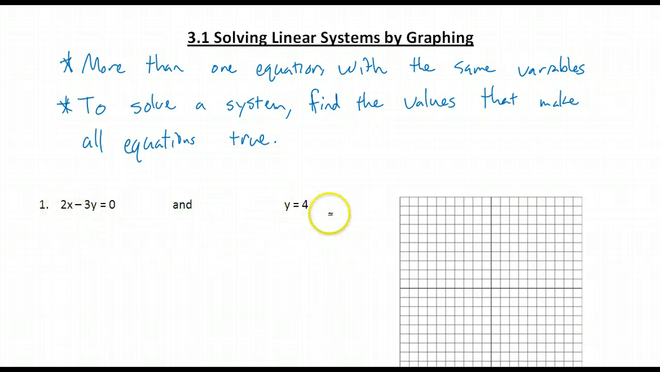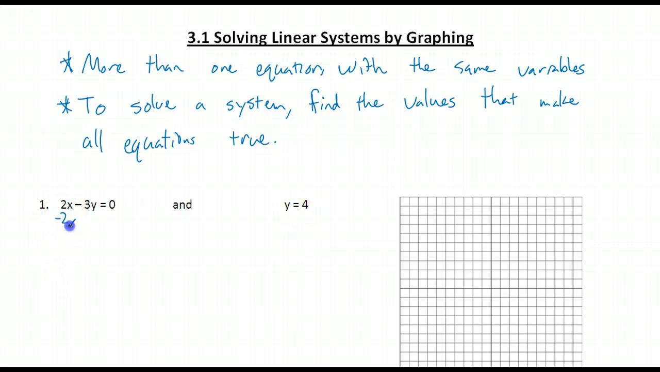In example 1, we have a system of equations. Here's our first equation, and here's our second equation. One of the ways we can solve a system is by graphing. So to solve this system by graphing, we're going to graph each line.